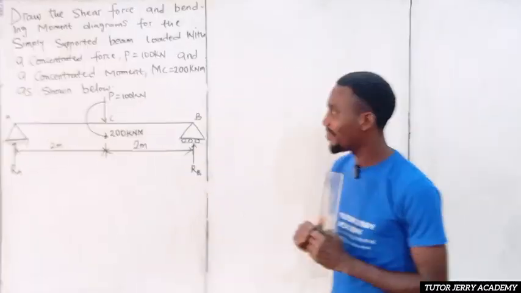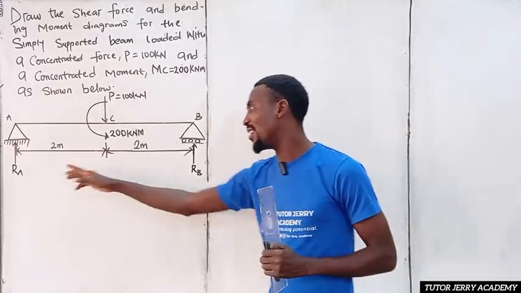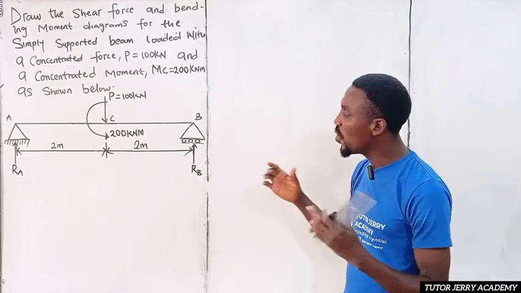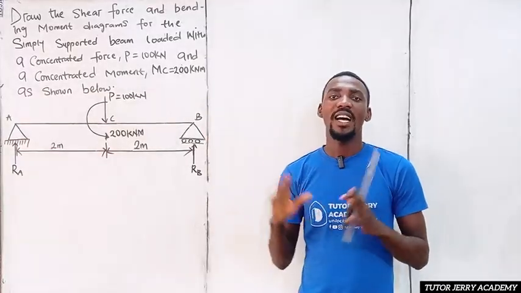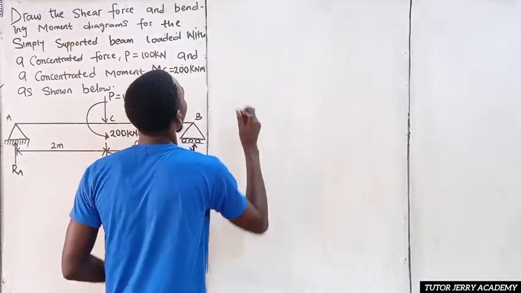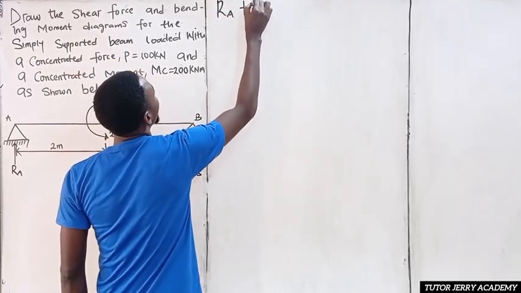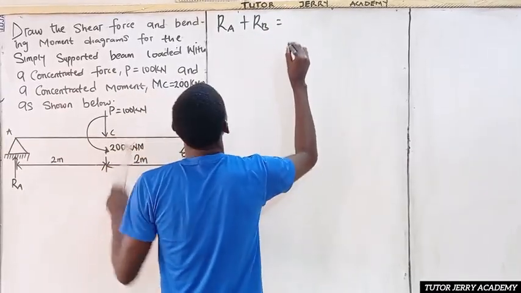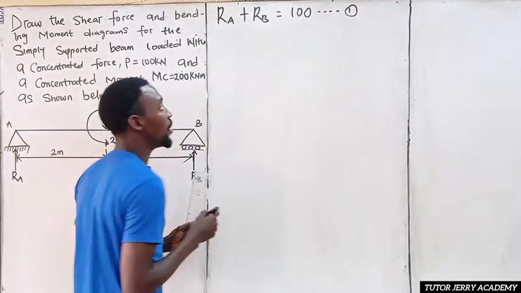All right. So the next thing we are going to do is to calculate the reaction at support A and the reaction at support B. And how do we achieve that? We know that the sum of upward forces will be equal to the sum of downward forces from equilibrium. So it means that the reaction at A plus the reaction at B is equal to 100. We'll call this equation number 1.